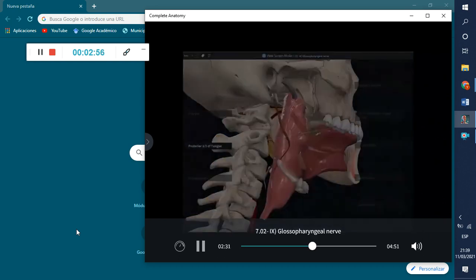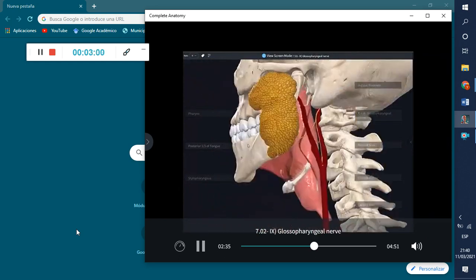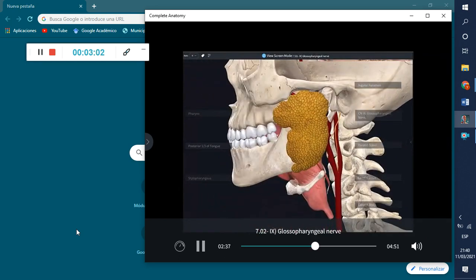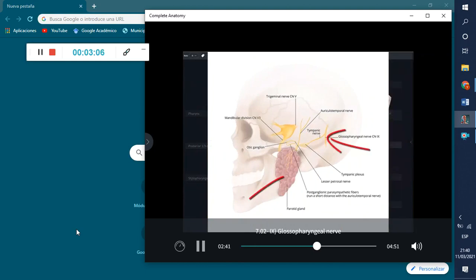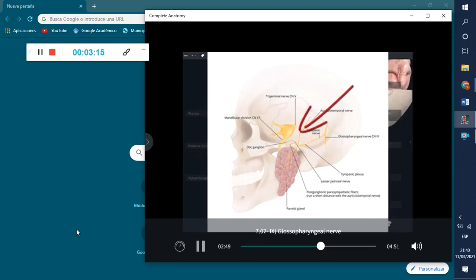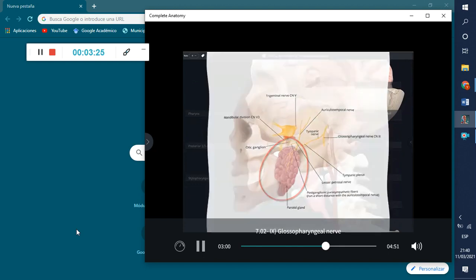Because you might also recall that the glossopharyngeal nerve is the one that supplies the parasympathetic fibers for the parotid gland, right? So glossopharyngeal nerve is here, the parotid gland is here, and the secretomotor fibers to the parotid gland hitch a ride on the auriculotemporal nerve, which is a branch of cranial nerve 5, the mandibular division, and then they reach the parotid gland.